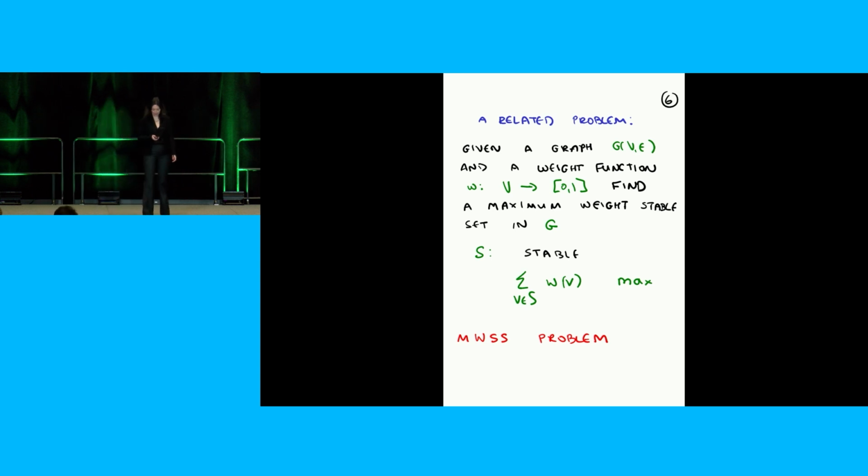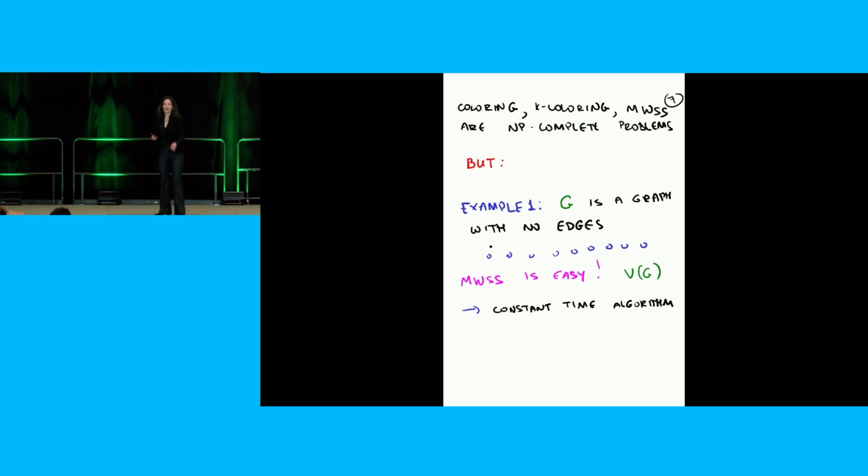And this is a fancy way to write it, right? So I want to find a stable set S with this expression maximized. I look at all the vertices in S, and I sum their weights, and I want to maximize that. So that's called the maximum weight stable set problem, and that's a problem I'll be coming back to again and again. So please keep this problem in mind. Okay, so coloring, k coloring, max weight stable set problem, they're all known to be NP-complete problems, right?